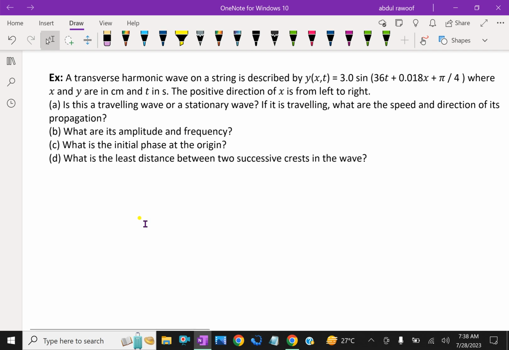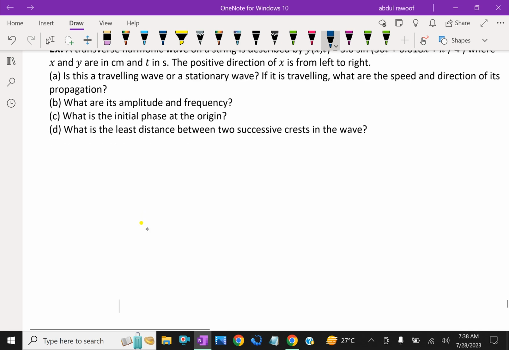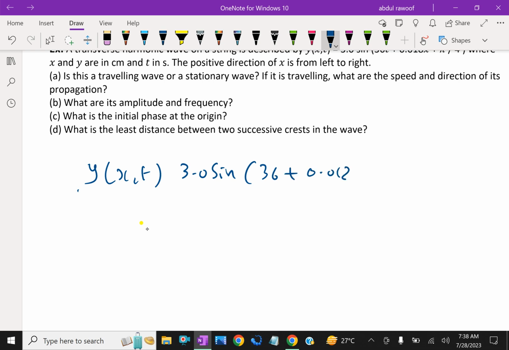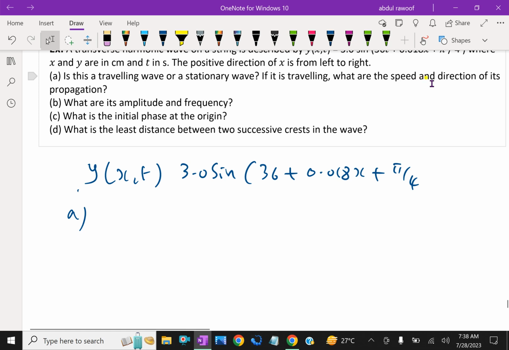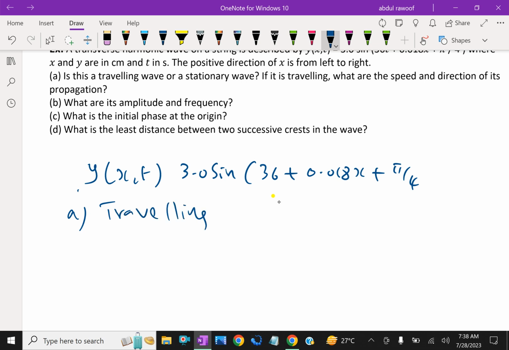First, the given equation is y of x,t is 3.0 sine (36t plus 0.018x plus pi by 4), where x and y are in centimeters and time is in second. The question is, is this a traveling wave or a stationary wave? If it's traveling, what is the speed and direction of its propagation? Here, the given equation is of a traveling wave. It's a traveling wave. It travels from right to left, that is along the minus direction.